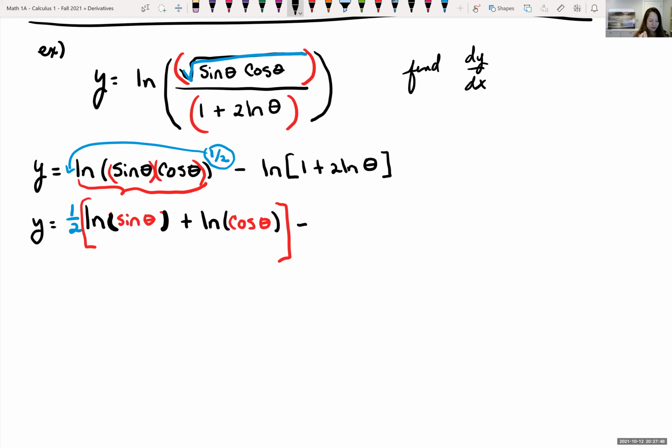I cannot distribute this natural log. We can't do that. But we can rewrite this natural log of 1 plus 2 natural log of theta. Okay, so now it's in the place that we can go through and take the derivative. And so y prime is equal to my 1/2 out here. It's just going to stay there. So now let's look at the derivative of this natural log of sine theta.